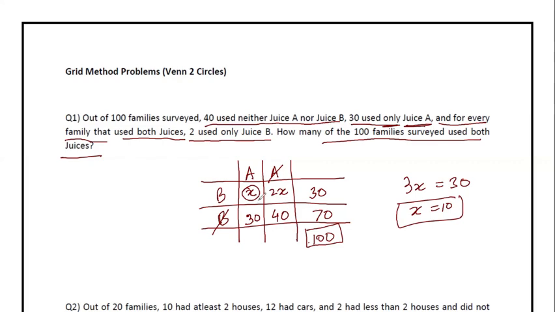Once you get 10, just make sure you write it down here and you tally the final outcomes. So this is 20 and 40, 60. This is 10 and 30, 40. So I know 40, 60 adds up to 100. So everything's correct. And my answer would be 10 out here. Got it? Okay. Moving on to the next question.